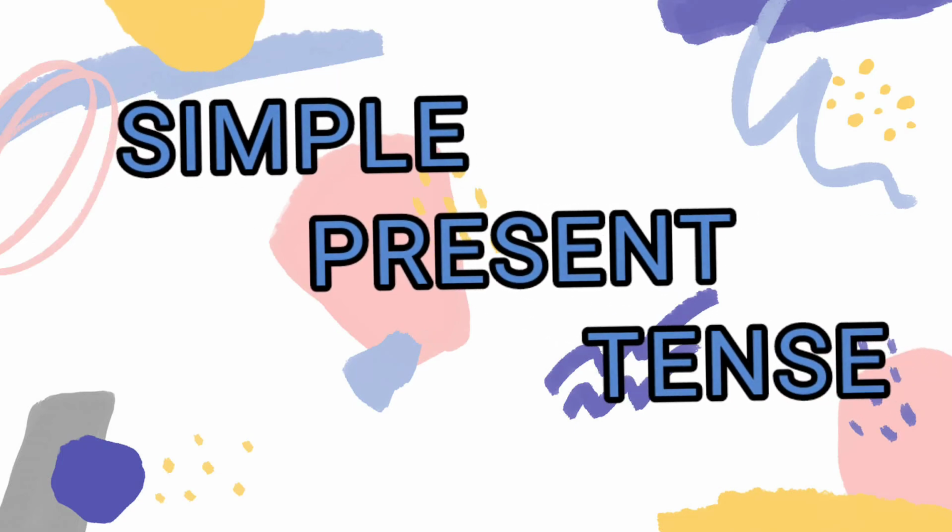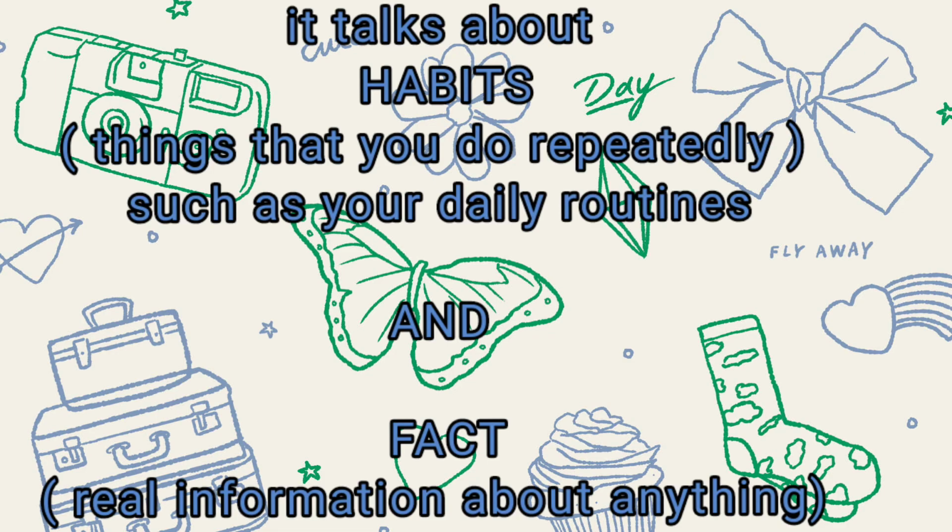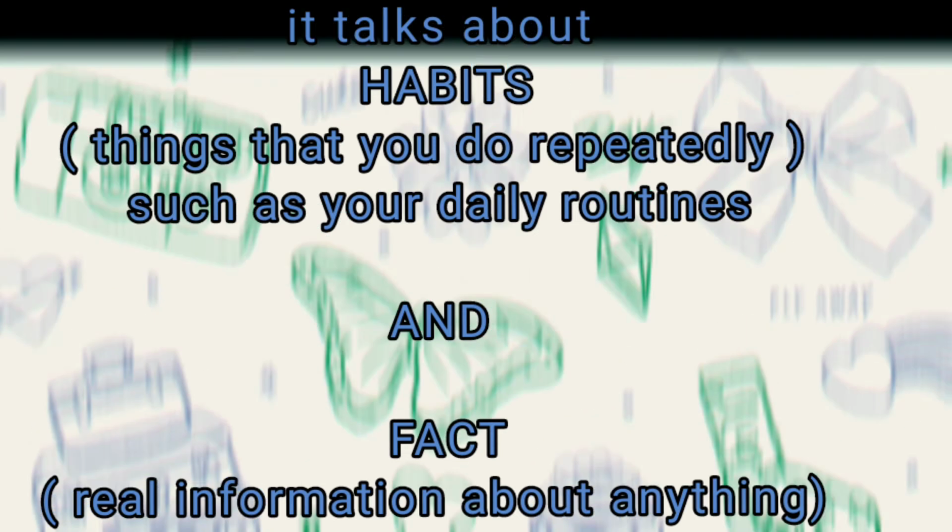Hello guys, this time we're going to talk about simple present tense. Simple present tense talks about habits or things that you do repeatedly, or you can say daily routines. And then fact is a real information about anything.